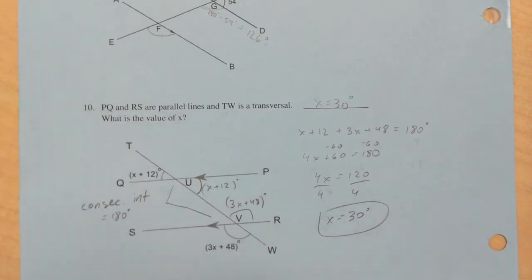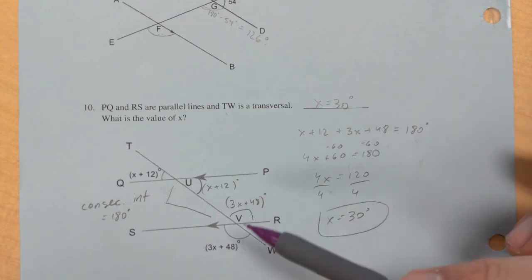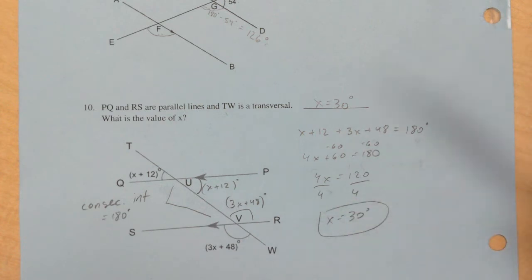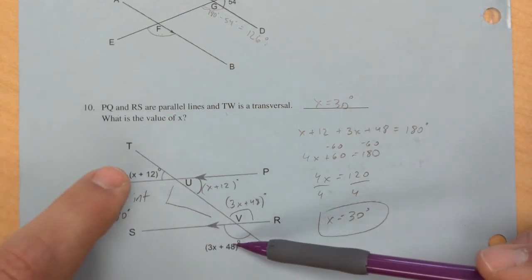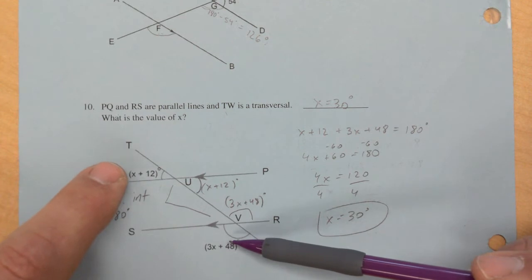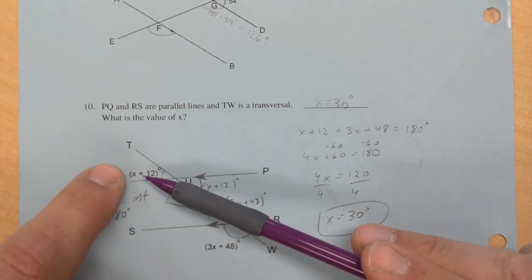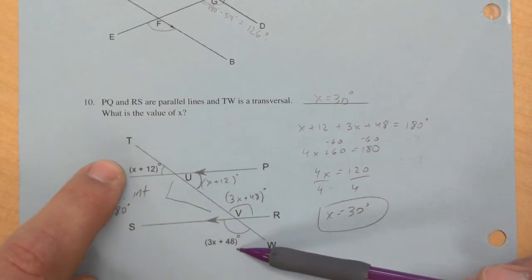So we're out of 9 so far. And this one would have been a bit trickier. It's a little messy, and I'll explain what happened here. Right now, as it stands, you don't have a name for these, the x plus 12 and the 3x plus 48. You don't have a name for.